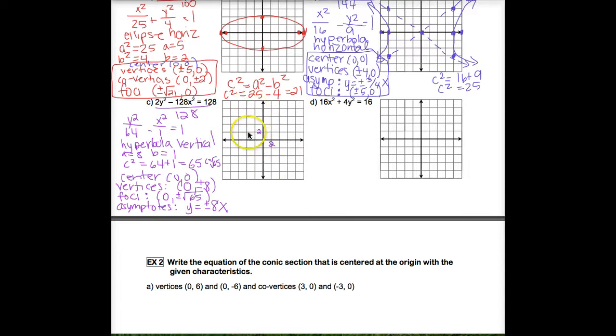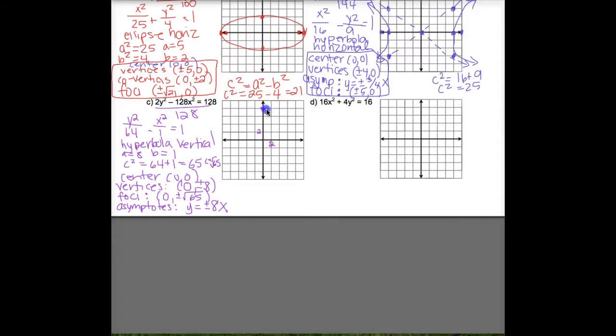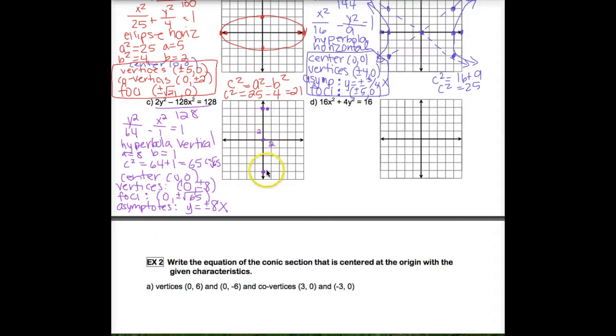So my vertices, plus and minus 8 right here. My asymptotes have a slope of 8, so that means from the center I make my box, so up 8, right 1. So right here, make sure you don't go 2. So down 8, left 1. Here we go. Then this way and this way. Remember, it makes a box.